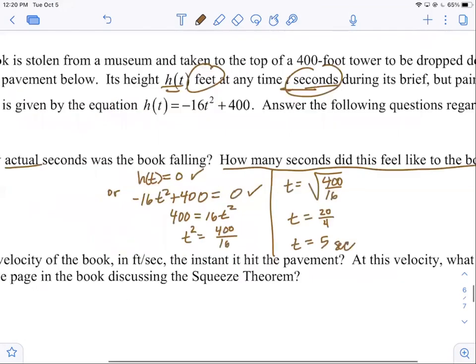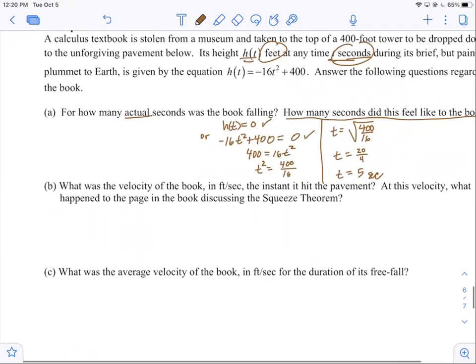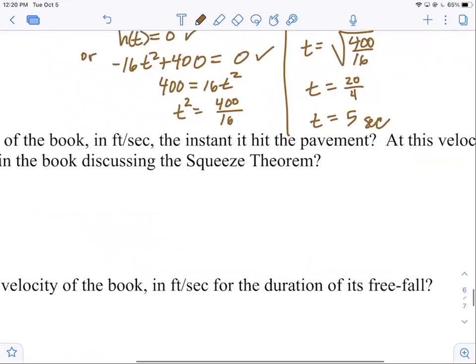Well, so anyway, we're going to answer objectively. We're going to answer numerically. We're not going to get into those fuzzy questions at the end. What was the velocity of the book in feet per second the instant it hit the pavement? My favorite answer to that is 0, right? When it hits the pavement, it's not moving, 0.